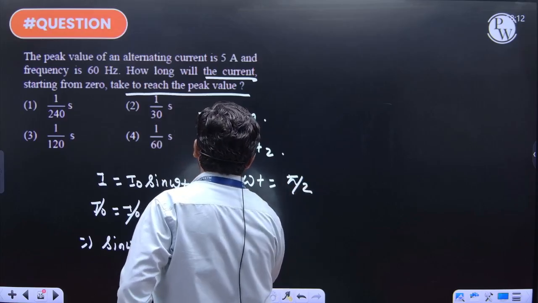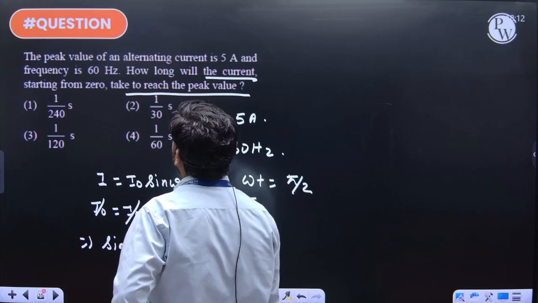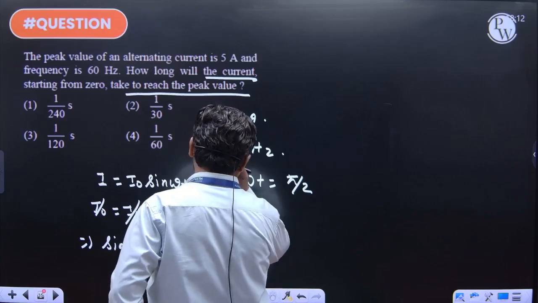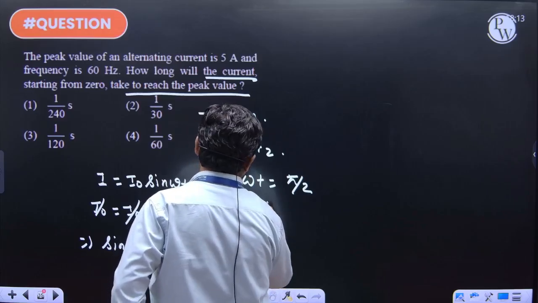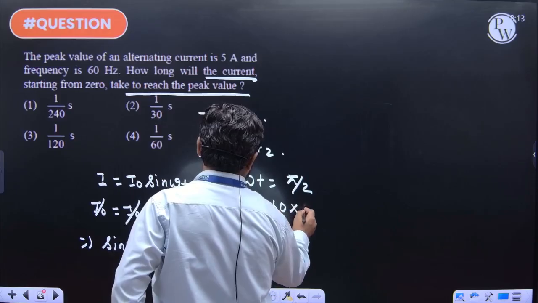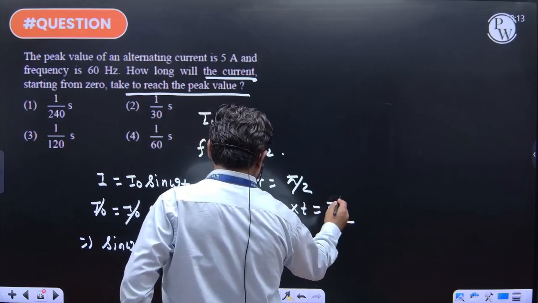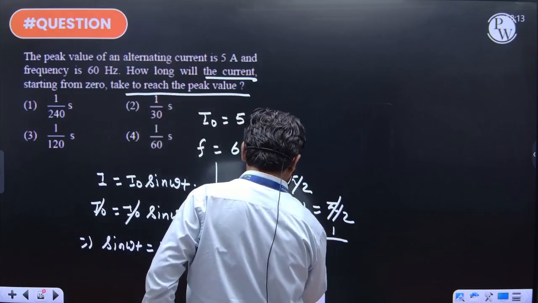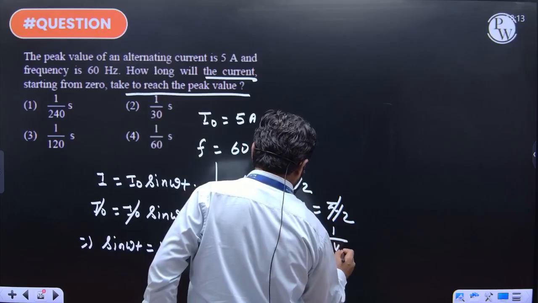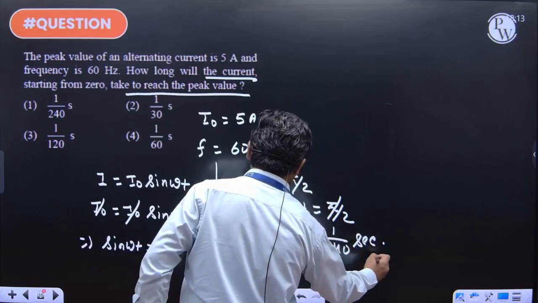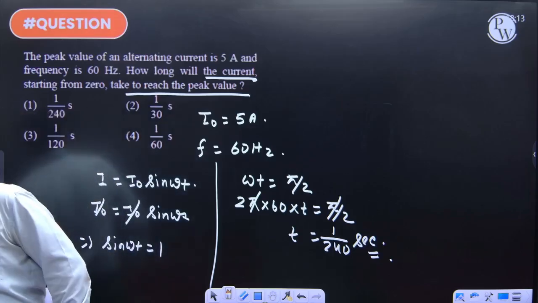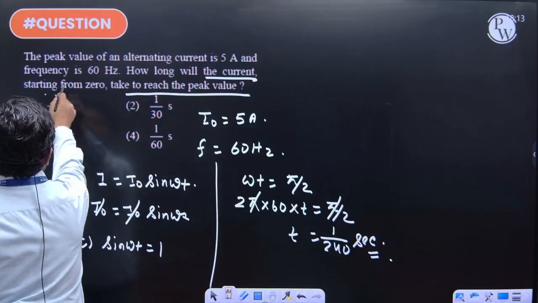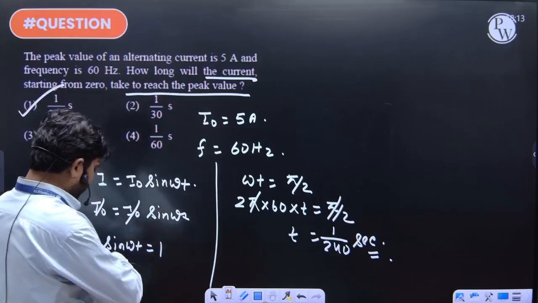So omega is 2 pi f. F is 60, into time t, that is equal to pi by 2. Pi cancel. So t is equal to 1 by 60 into 2, 120 into 2, that is 240 second. How much time will it take to reach the peak value? 1 by 240 second. Which one is the correct option? Option number 1. It's fine.